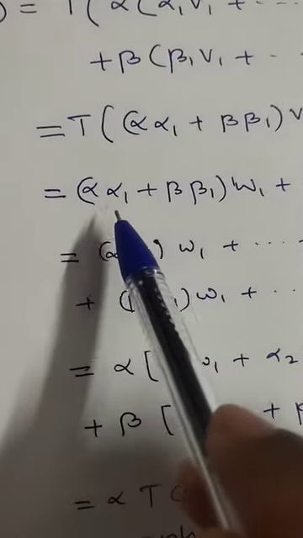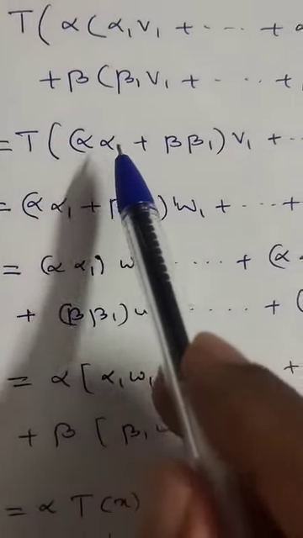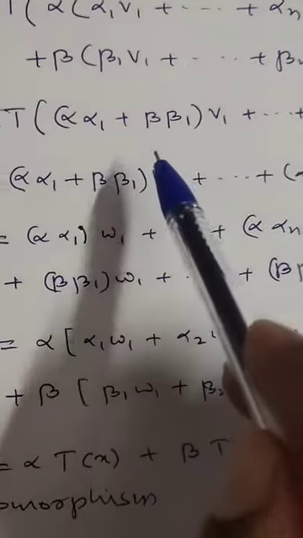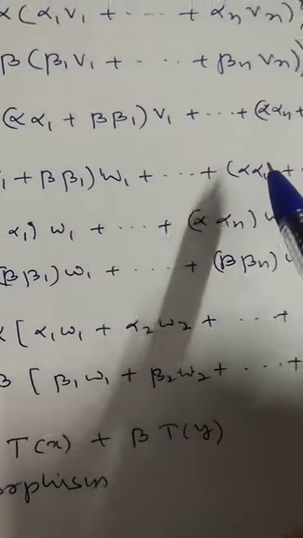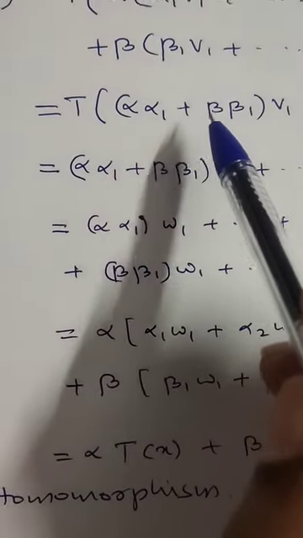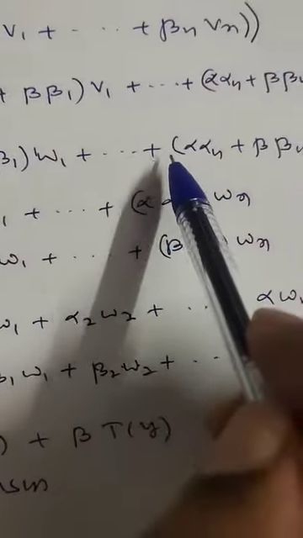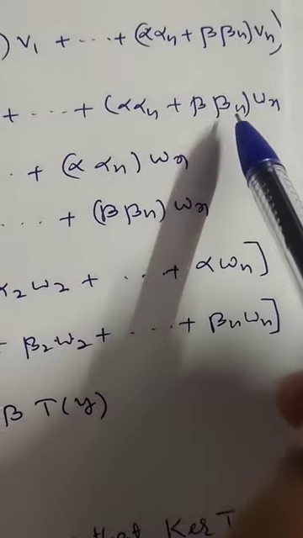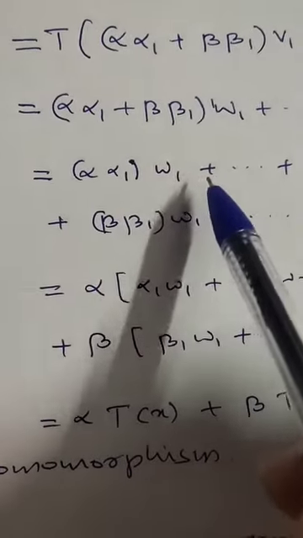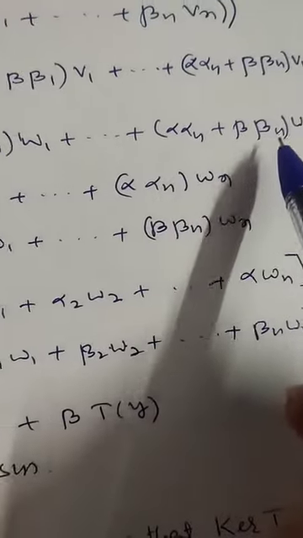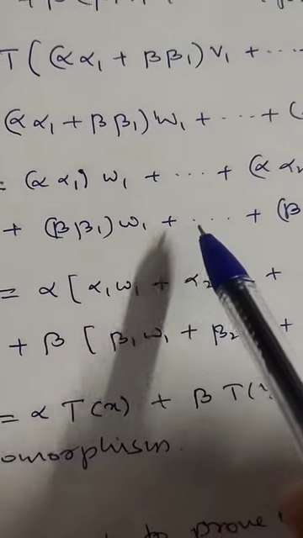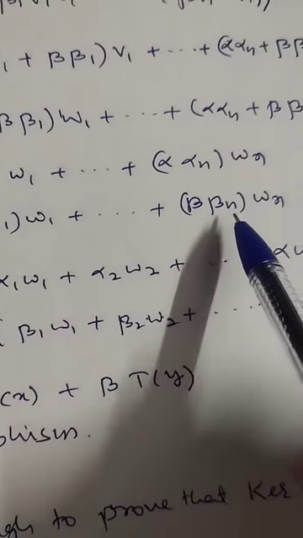So this is looking like T of alpha 1 v1, alpha 2 v2, etc., alpha n vn, which is alpha 1 w1, alpha 2 w2, etc., alpha n wn. So instead of alpha i's, we have alpha into alpha 1 plus beta into beta 1, into w1, etc., alpha into alpha n plus beta into beta n, into wn. So this is equal to alpha into alpha 1 into w1, etc., alpha into alpha n into wn, plus the second term, beta into beta 1 into w1, beta into beta 2 into w2, etc., beta into beta n into wn.